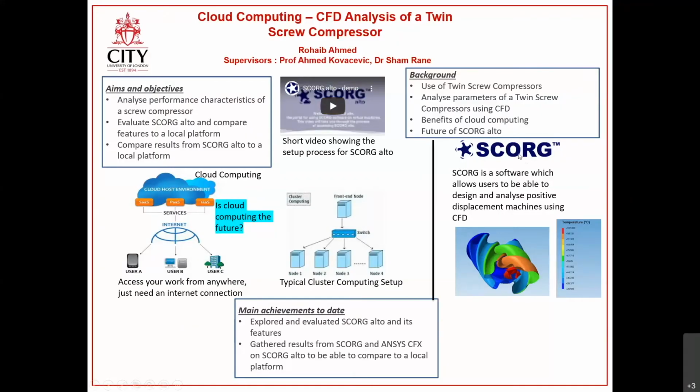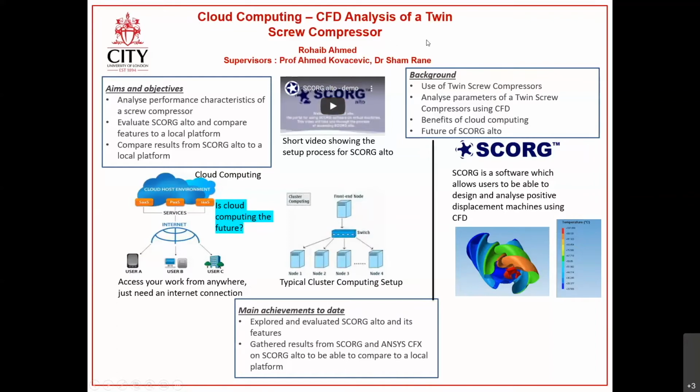My name is Rohaib Ahmed and I'm a final year student at City University, currently studying Aeronautical Engineering. I have an interest in computer technology, so this is why I chose to do this project as it was quite interesting to me. The title of the project is Cloud Computing CFD Analysis of a Twin Screw Compressor.